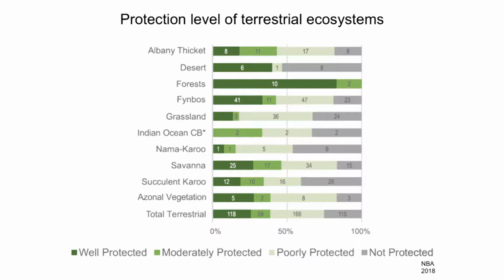So looking at this again graphically, these are the terrestrial ecosystems, and you can see which are well protected, for example, our forests. Yet looking at the Indian Ocean coastal belt, it's the least protected. Grasslands are also not much protected, and you can see where the 50% markers are and just how many of our terrestrial ecosystems are actually protected.